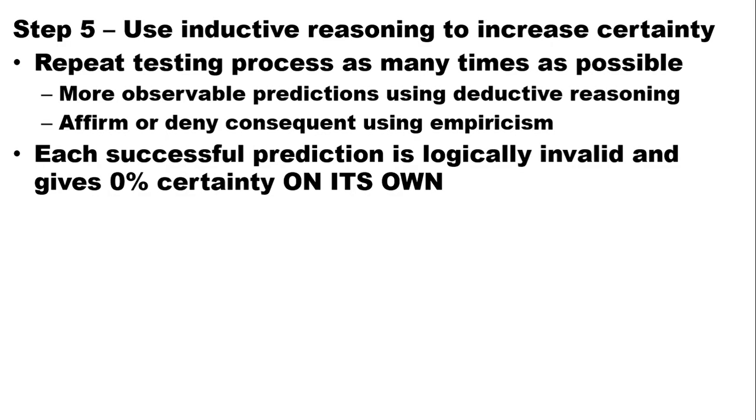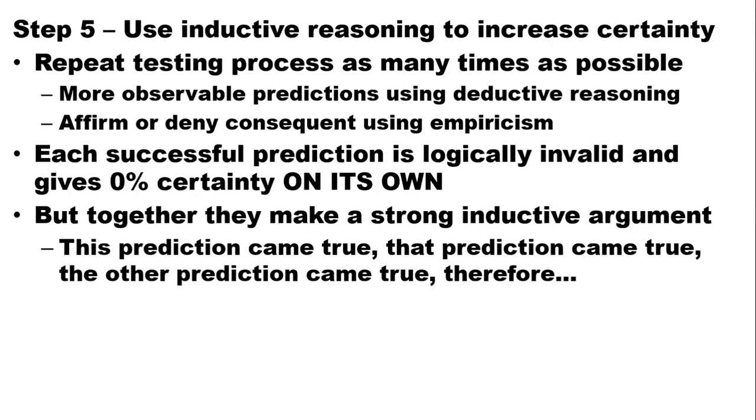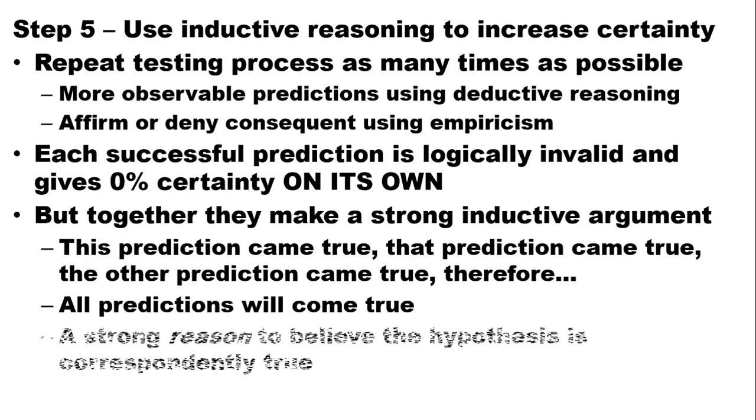Each successful prediction, remember, on its own is logically invalid and does not give you certainty, but together they're going to make a strong inductive argument, depending on how many tests you have. Again, if the prediction came true this time and that time and that time and that time, then you can reasonably believe that all predictions will come true. And you now have a strong reason to believe the hypothesis is actually correspondently true. It's the way the external objective universe of nature really works.